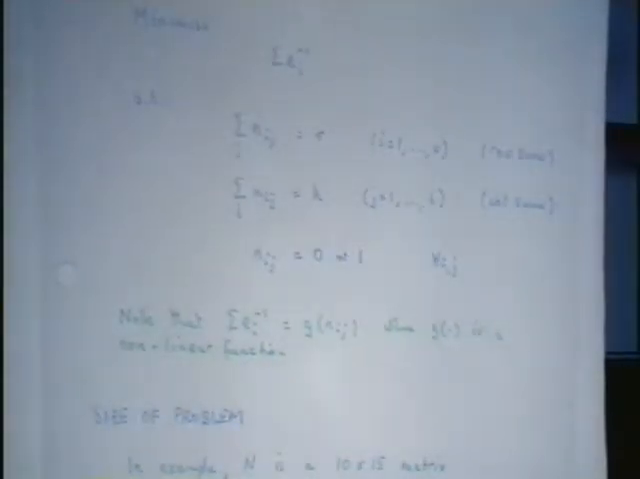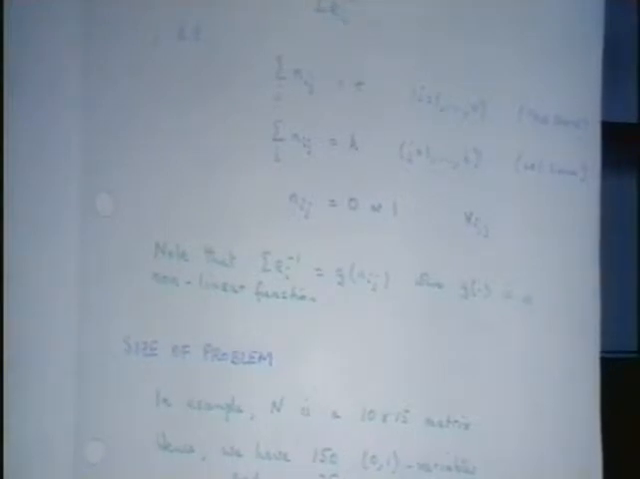The size of the problem in the example I've got, N is a 10 by 15 matrix. So we've got 150 variables, 0-1 variables, and a total of 25 constraints. In general, we'll have vb variables and v plus b constraints. So in general, it's going to be a very large problem. It's a feasible problem to solve.